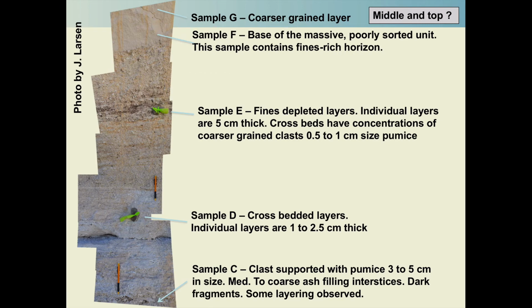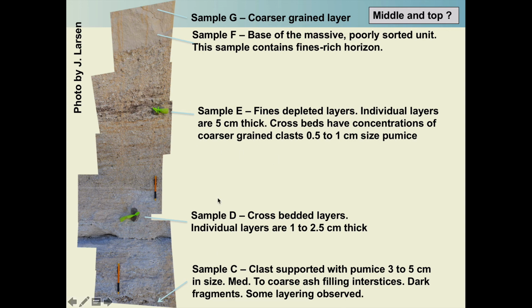Okay, but the middle and top are different. Sample C, clast supported with pumice 3 to 5 centimeters in size, medium to coarse ash filling in between cracks and crevices. It has dark fragments in it and some layering is observed. Sample D is cross-bedded, individual layers of 1 to 2.5 centimeters thick. Sample E was fines depleted, has individual layers that are 5 centimeters thick, and crossbeds have concentrations of coarser grain clasts, 0.5 to 1 centimeter size pumice.